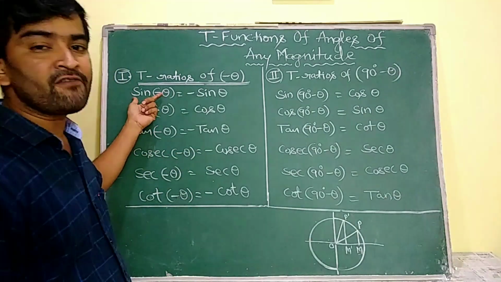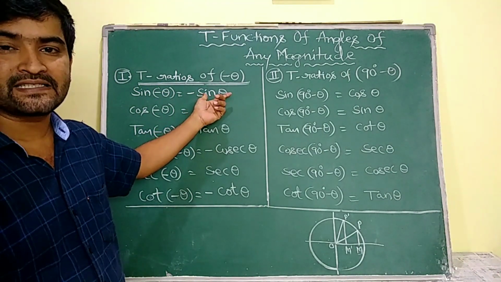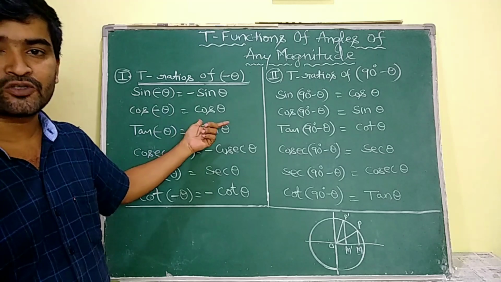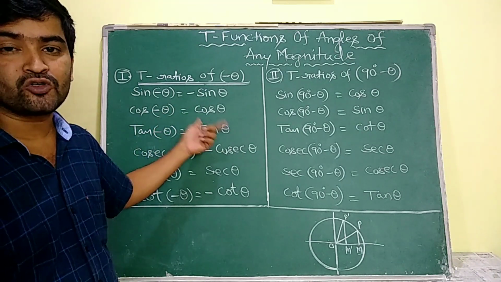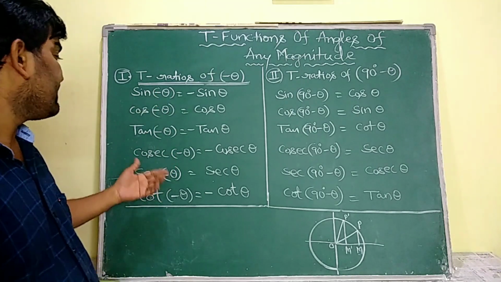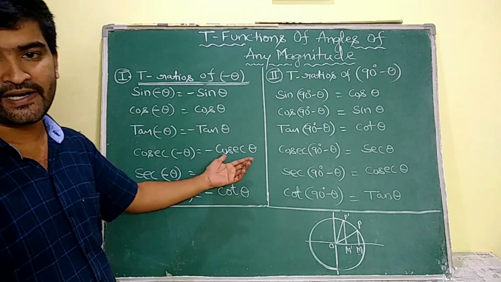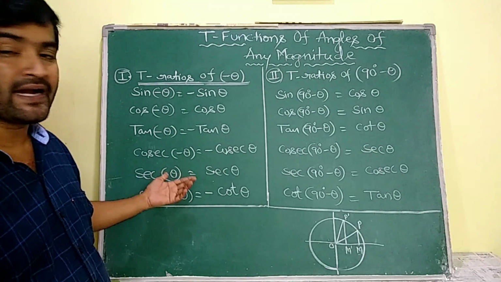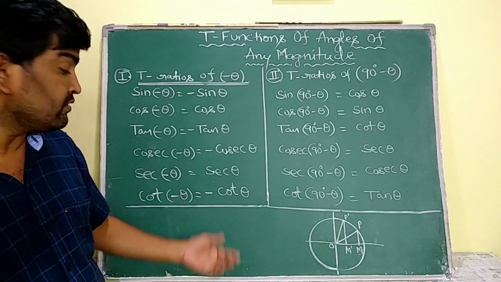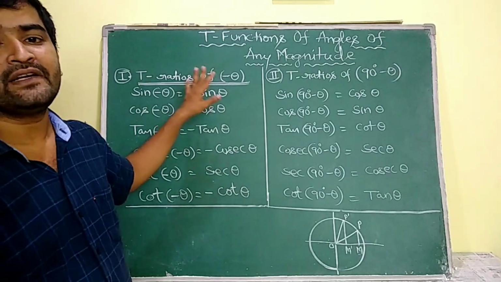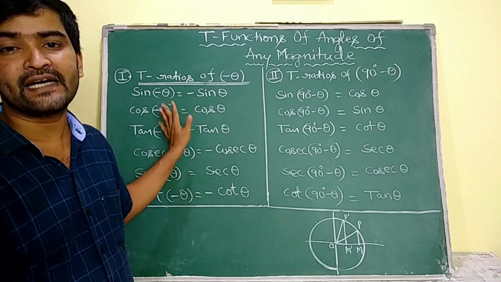See, sin of minus theta is equal to minus sin theta, cos of minus theta is equal to cos theta, next tan of minus theta is equal to minus tan theta. Similarly, cosecant of minus theta is equal to minus cosecant theta, secant of minus theta is equal to secant theta, and cot of minus theta is equal to minus cot theta. We discussed it with a neat diagram.